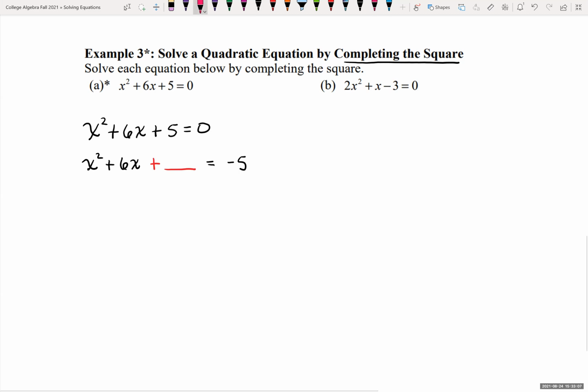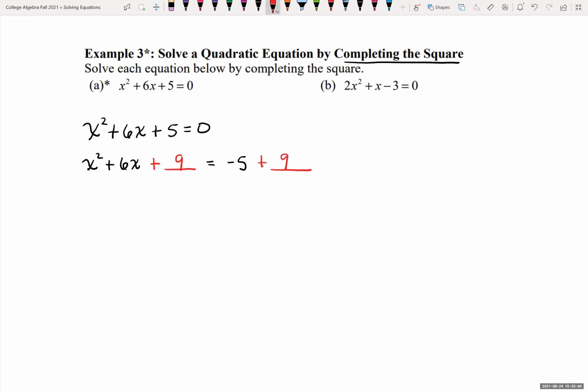But we're going to add something to the other side too, so plus whatever we decide to add. We're trying to find the number that we can add to make x squared plus 6x plus that number a perfect square. So we look at half of that coefficient in front of the x. Half of 6 is 3, and then square that number, which is 9. So we're going to add 9 to both sides of our equation.